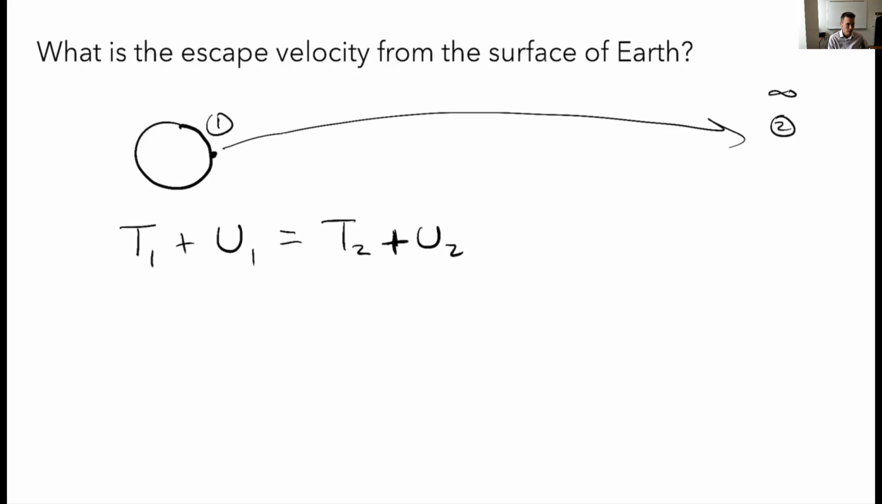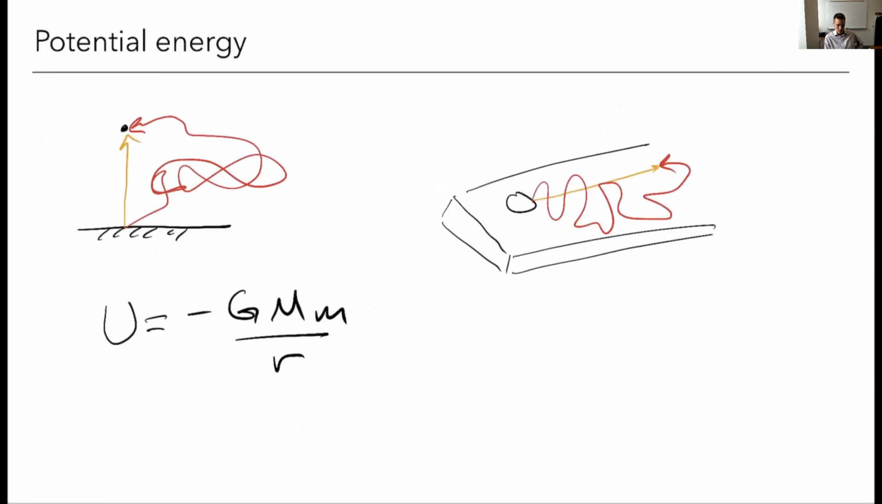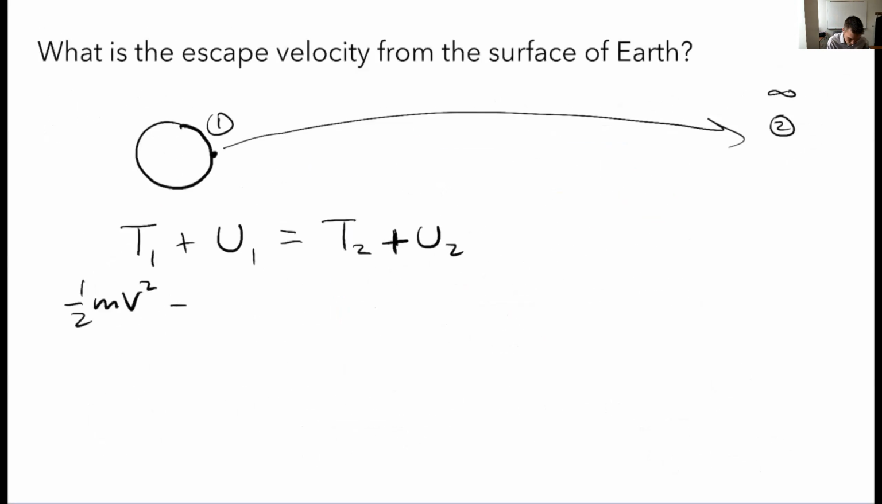My initial kinetic energy is going to be just 1/2 mv squared, whatever the mass of that projectile is and how fast I shot it. My potential energy, if we go back and remember the formula, is minus G M m over r. So it's minus G M m over R, where R in this case is going to be the radius of the Earth, and big M is going to be the mass of the Earth.